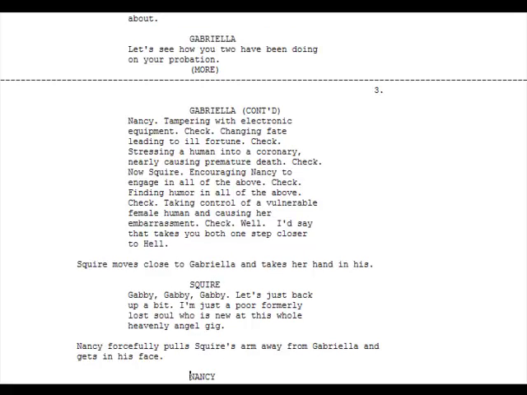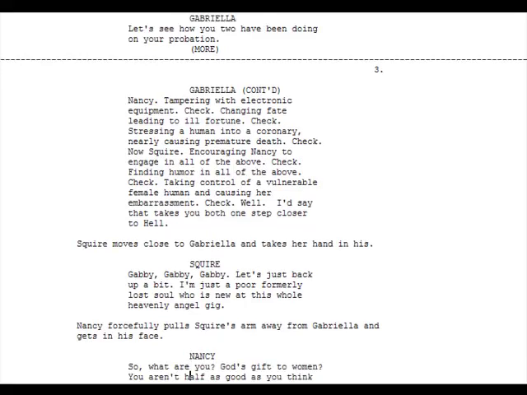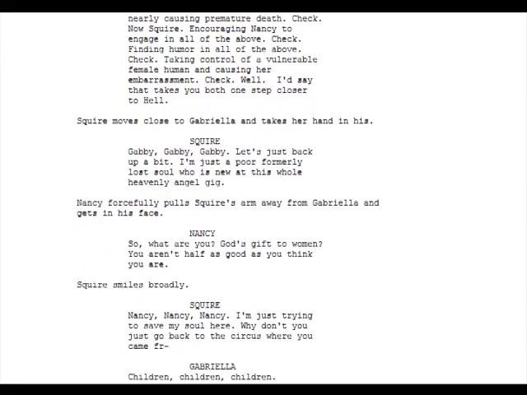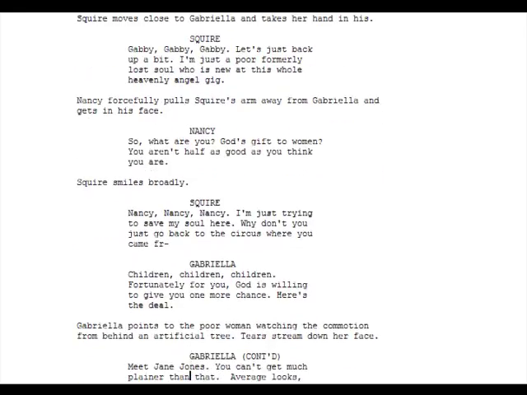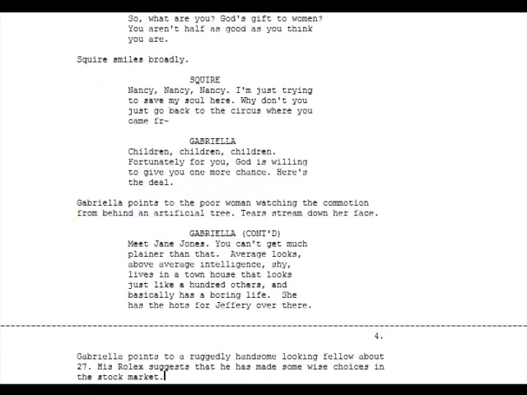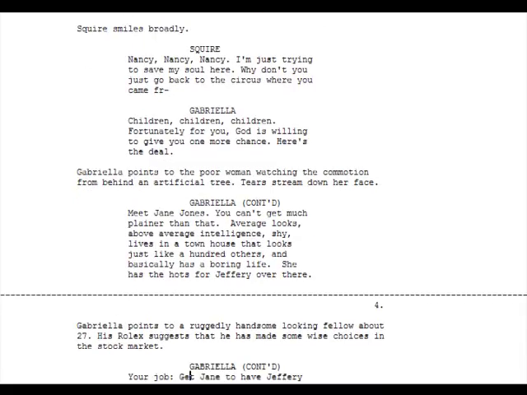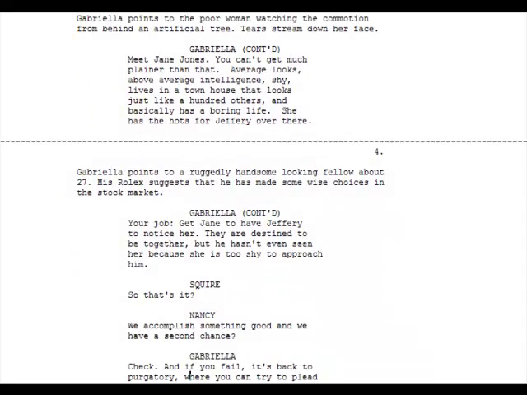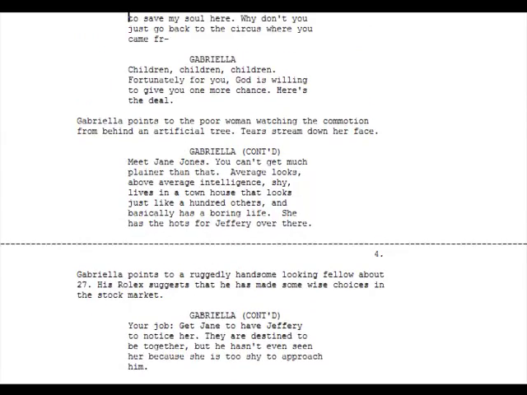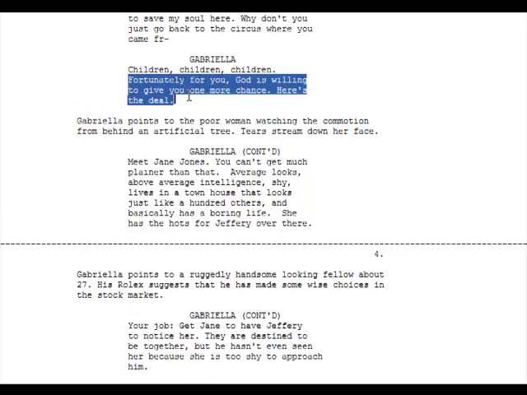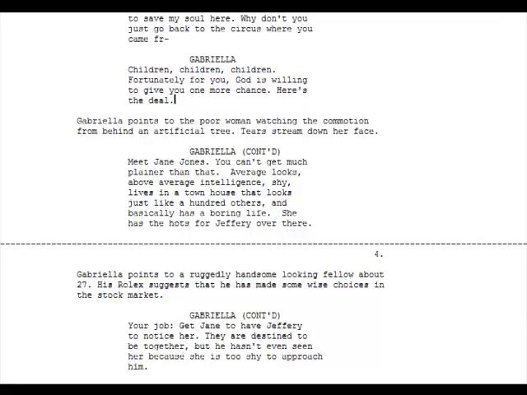Now let's just continue. And instantly, what we're about to see here is something that's pretty typical when somebody's really trying to do a great job of creating. Here, let's just back up just a second. "Fortunately for you, God is willing to give you one more chance. Here's the deal." So they have one more chance, and in this case, that does a couple of things. Again, that's anticipatory dialogue, but it also creates a little bit of suspense, which comes from our previous stuff.